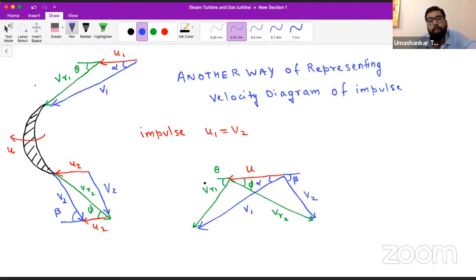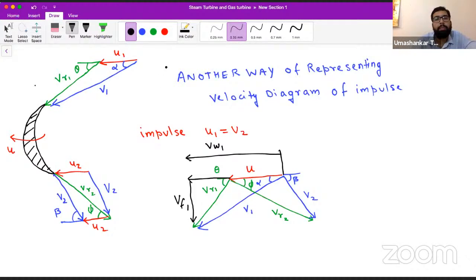because we can take the component of V1 in the direction of U, and for getting the VW2, we can take the component of V2 in the direction of U. So if I take the component of velocity of V1 in the direction of U, it will be going like this. So this much is VW1. And if I take the component of absolute velocity in Y direction, this will be my VF1.